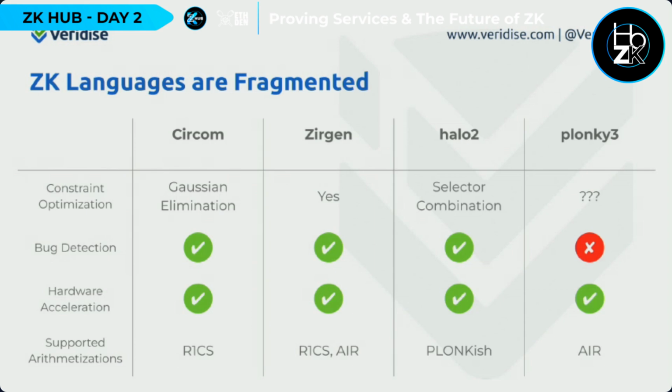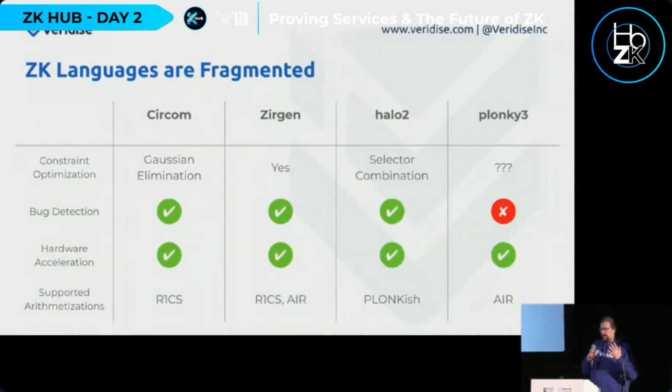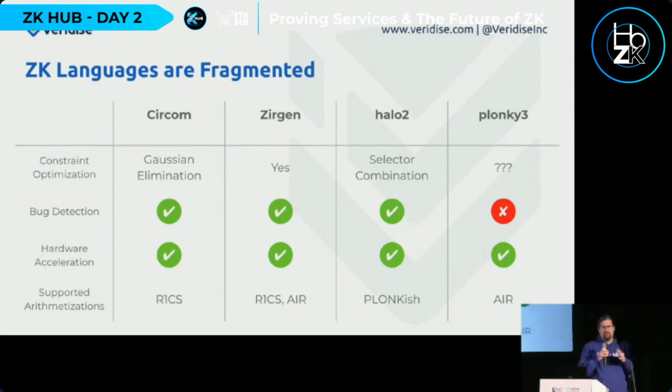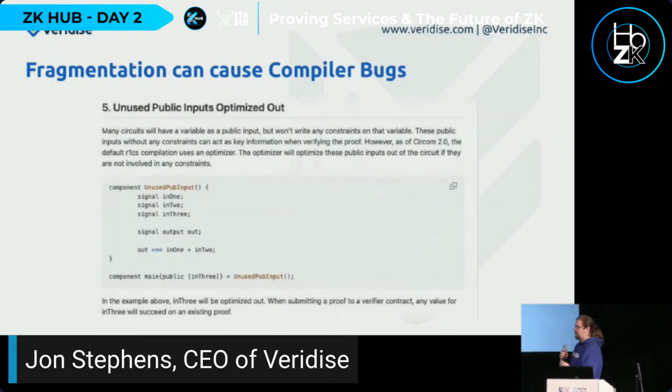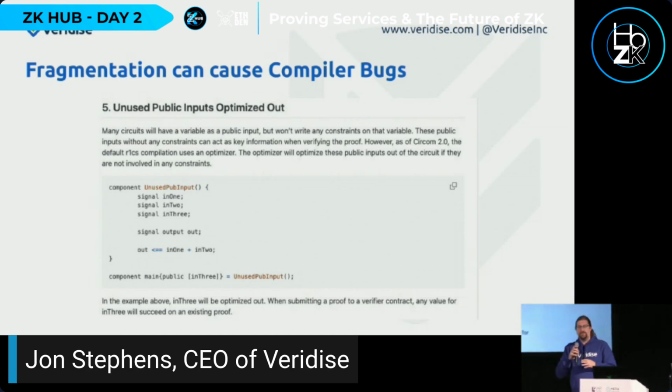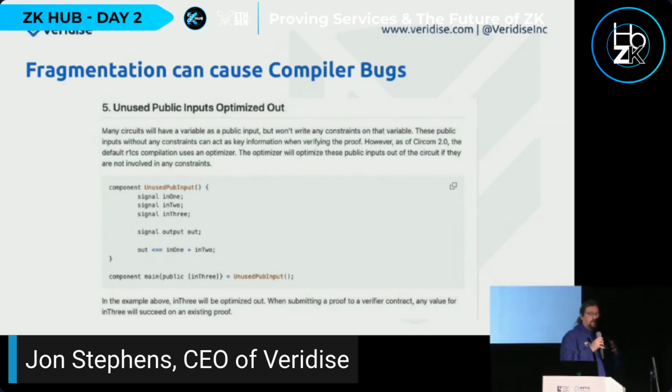One thing that this slide is trying to convey is that even if we look at these individual categories, there's a lot of nuance into what a language is actually providing you. But on top of that, as people are writing these languages, they can introduce compiler bugs. So this is an example of a bug that if you've written Circom, you might be aware of, which is if you have an unused public input, it could be optimized out.